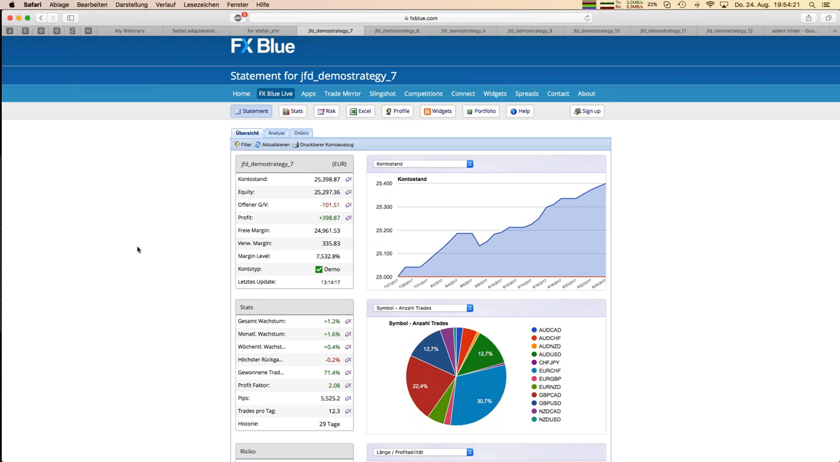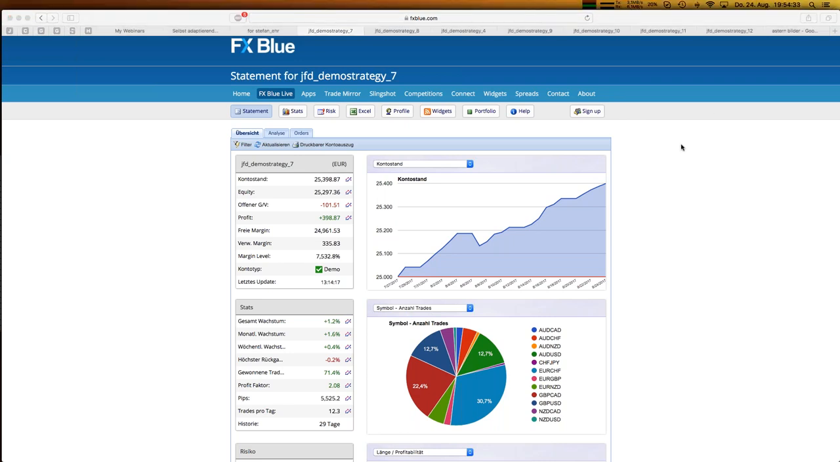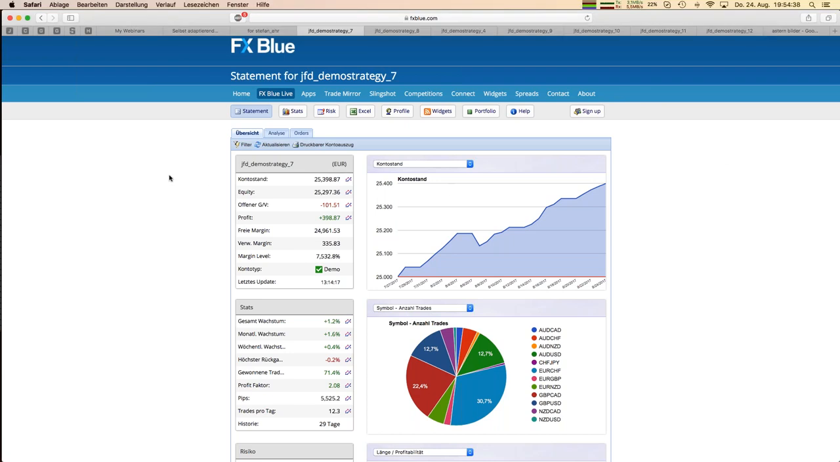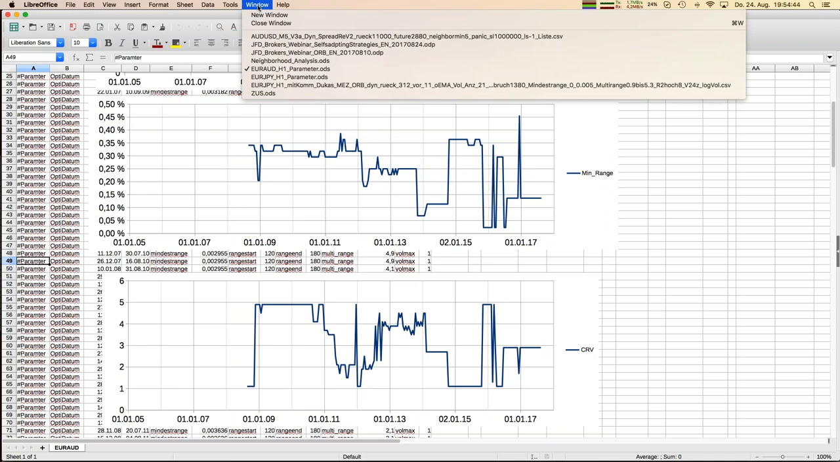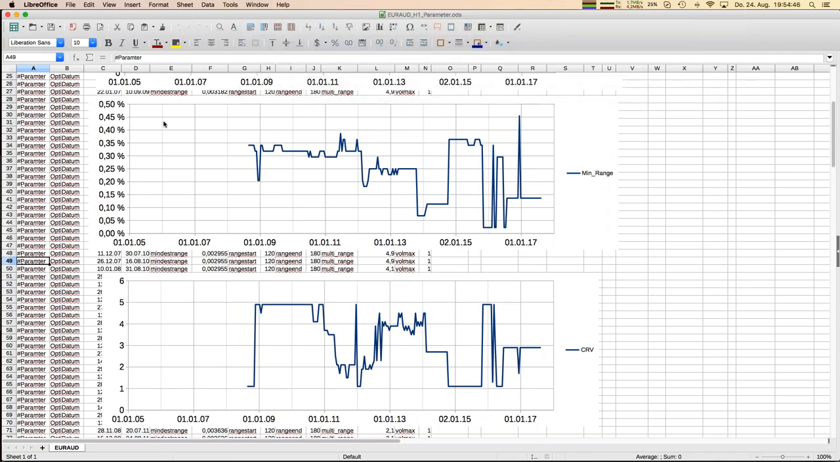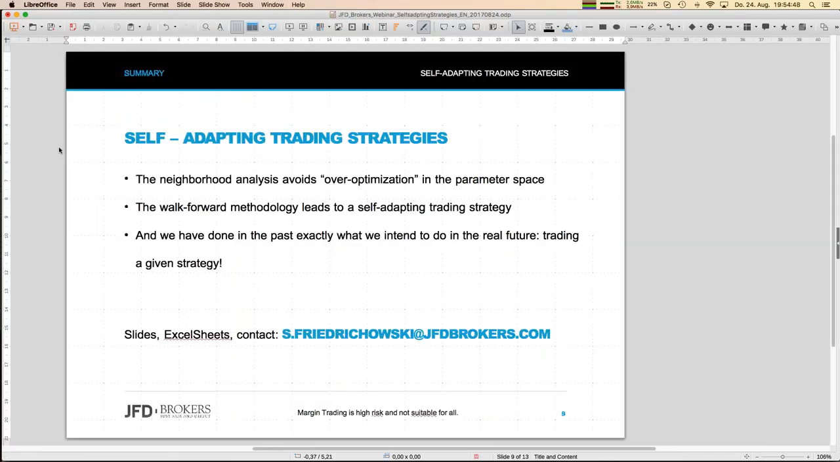But it looks promising, and it proves already a little bit for me, hey, the concept of self-adapting, that walk forward methodology, is a cool concept, and I should stick to that concept, of course. So let me summarize what we have introduced today. So where we are, let me just go to my last slide here.